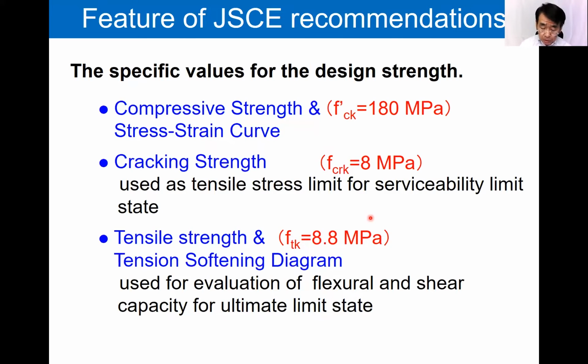Specifically, the characteristic value of compressive strength is 180. And the cracking strength is 8 megapascal. And tensile strength is 8.8 megapascal. We consider that providing the specific values for the design strengths in the recommendations was necessary to spread this new material in Japan. This allows structural engineers to design without looking into the details of the material.